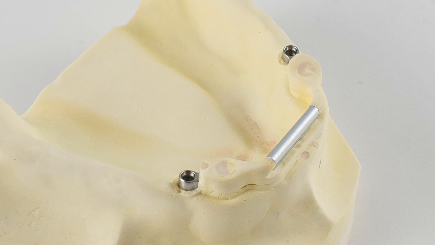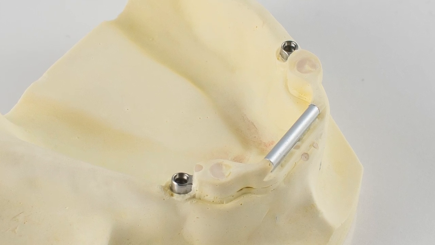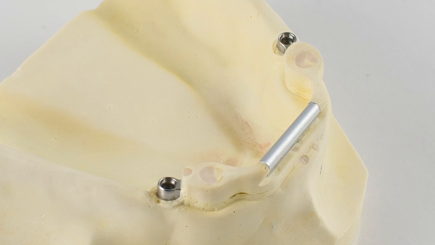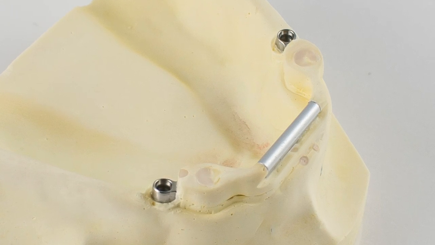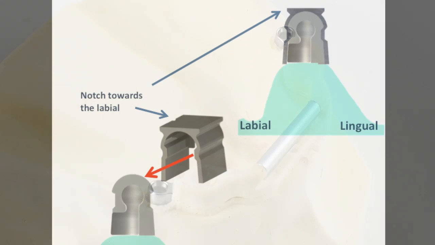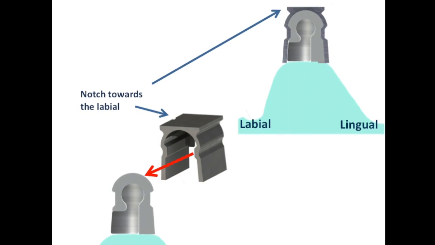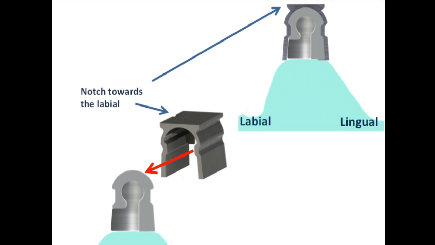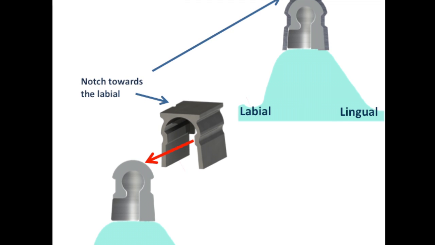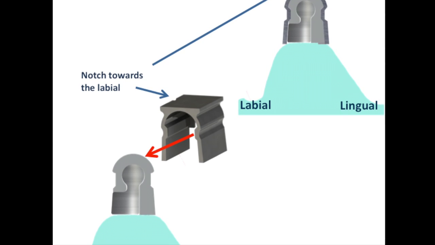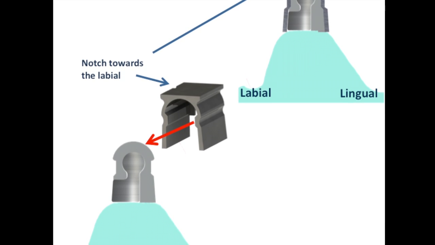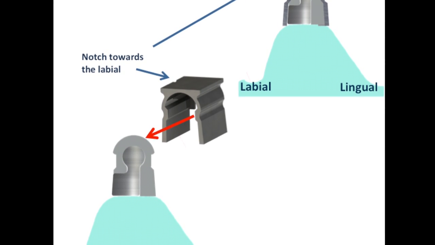The next step when using this method is to snap OCAD processing riders onto the replica of the bar. In this case, two standard size riders fit nicely. The cobalt chrome OCAD metal housing can be processed into the denture, or it can be soldered or welded to a frame. Slide the metal housing onto each processing rider from the side.